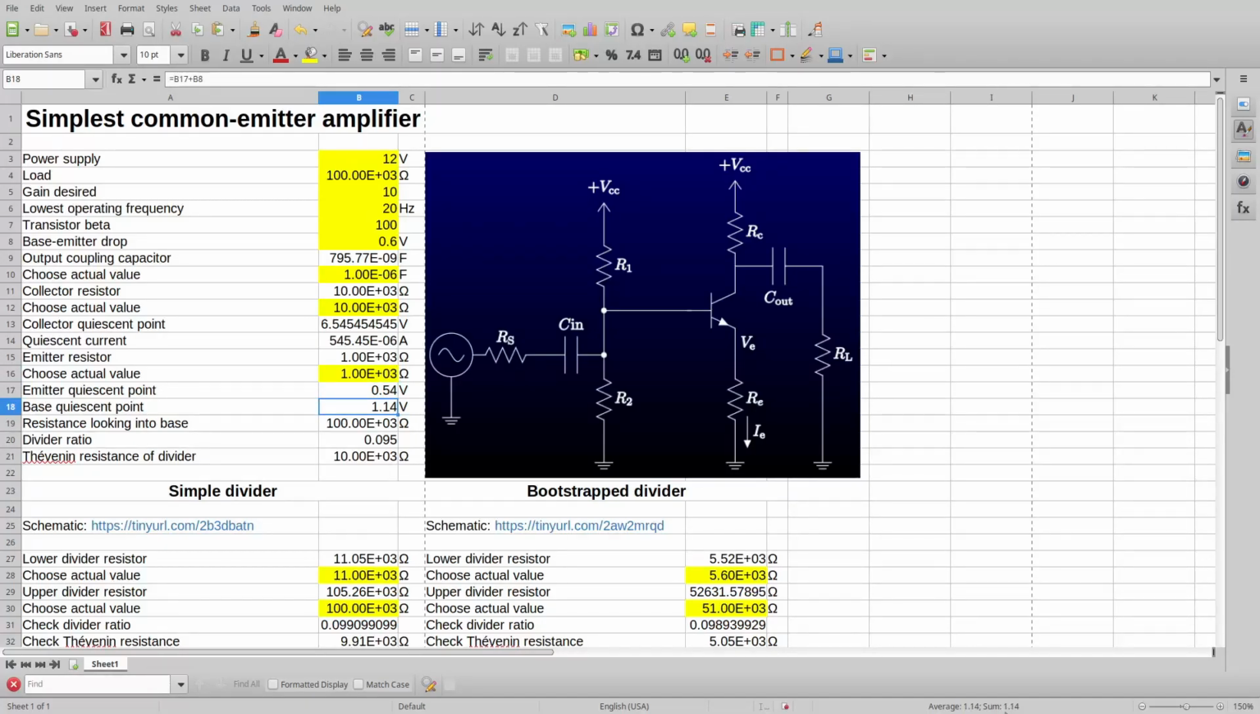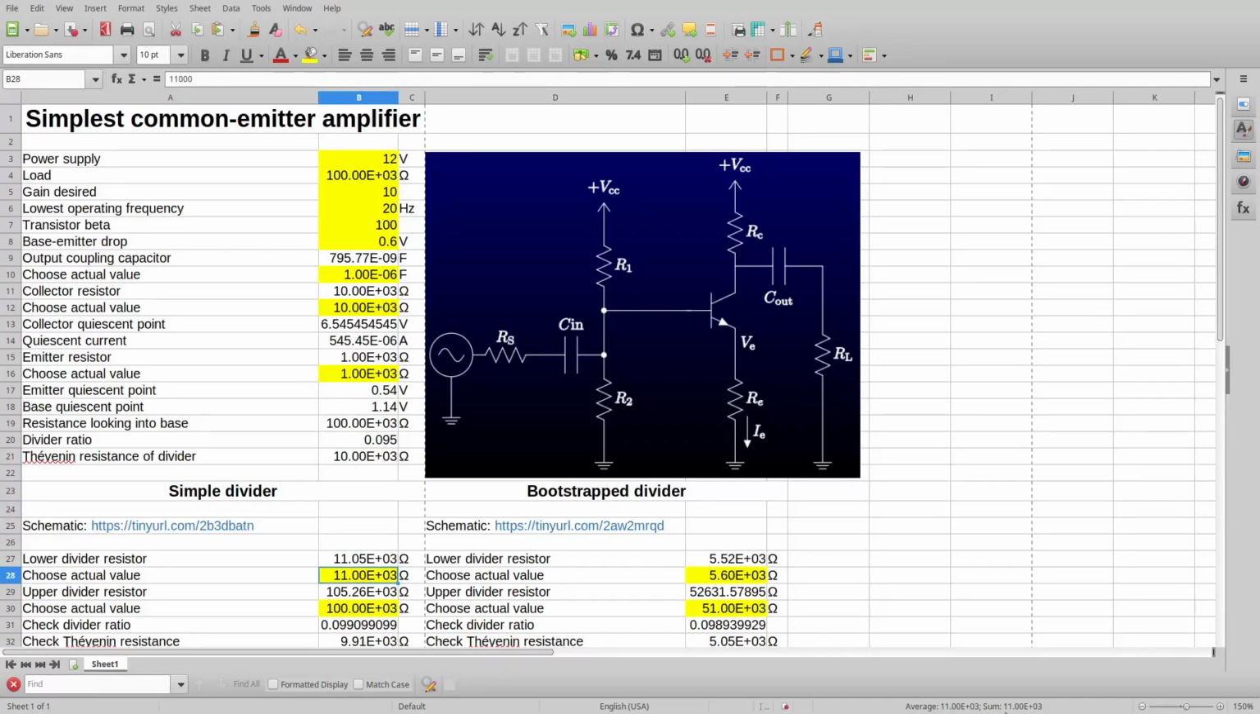The resistance looking into the base is beta times the resistance seen by the emitter. We will set the base voltage using a voltage divider. It needs to generate the correct voltage and have a Thevenin resistance much less than the impedance looking into the base. I'll use 1/10 the value. Now the bottom half of the sheet is identical to what we used for the follower.